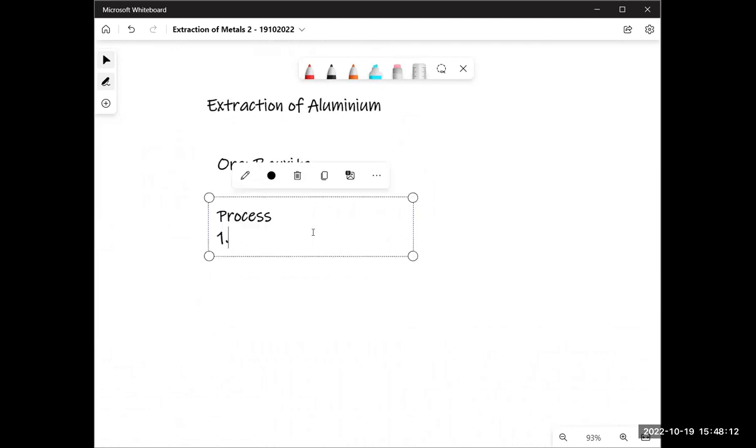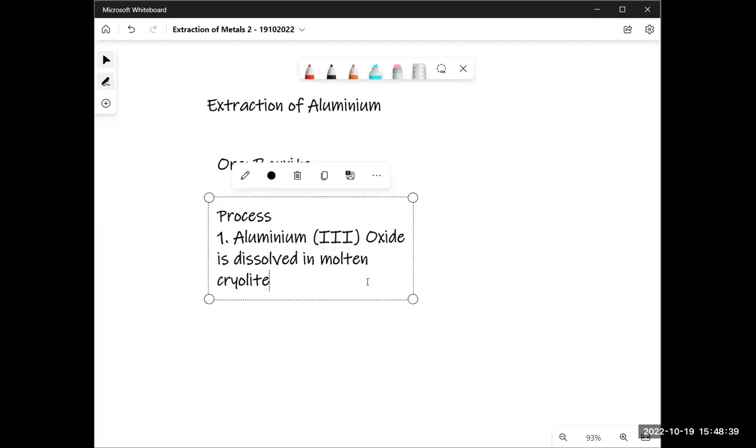Step 1 is aluminium oxide is dissolved in molten cryolite, Na3AlF6. This lowers the melting point.